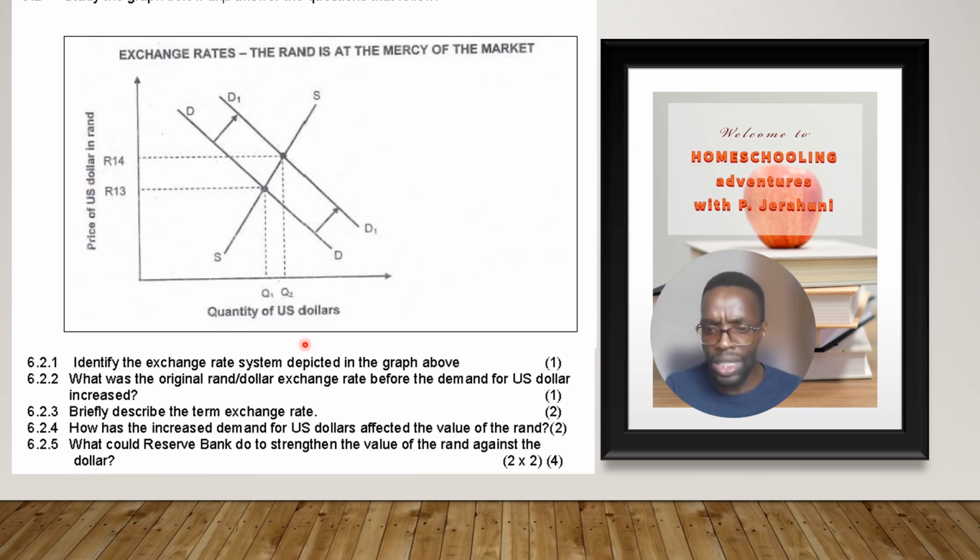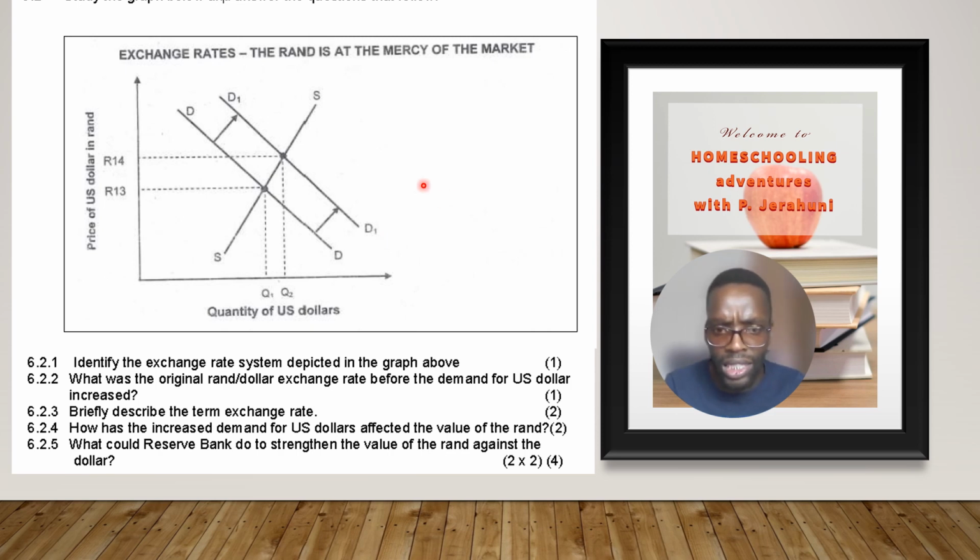So it's very important that you understand that. And then we also have the quantity of the US dollars. We have Q1 and Q2. And then we can see that this time around it is the demand that has shifted. In the previous activity, it was the supply that was shifting, but in this particular one, it's the demand that has shifted. So what are we seeing there?